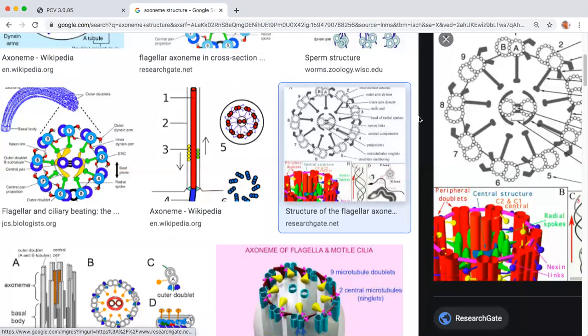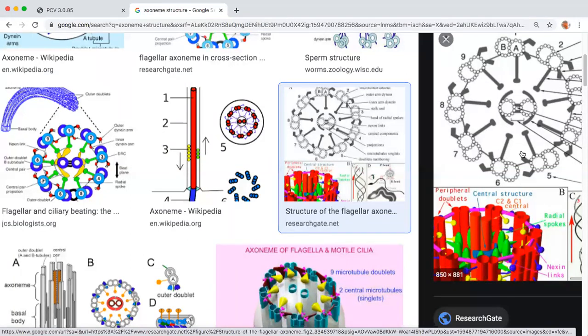You're able to see here, this line that you're seeing here is the radial spoke. You're able to see there is a line extending from the doublet to the center. That is called a radial spoke. And this line that you're seeing here is the central sheath. So you're able to see something like a covering here. This covering is the central sheath, and this is what you call your radial spoke.